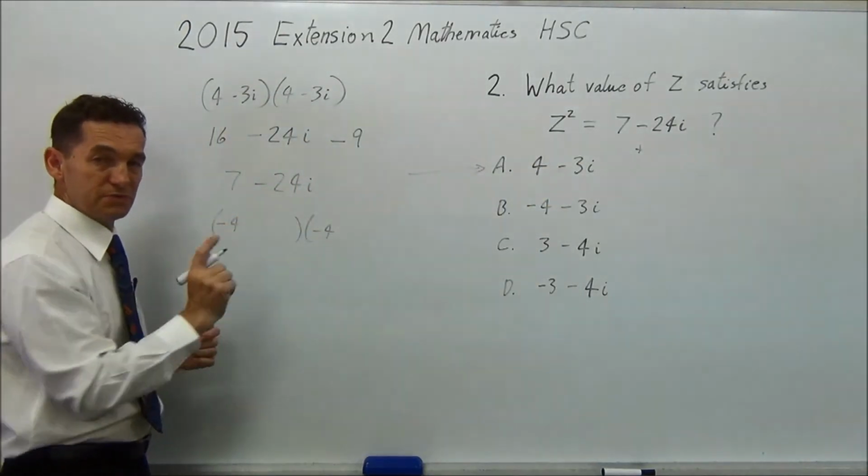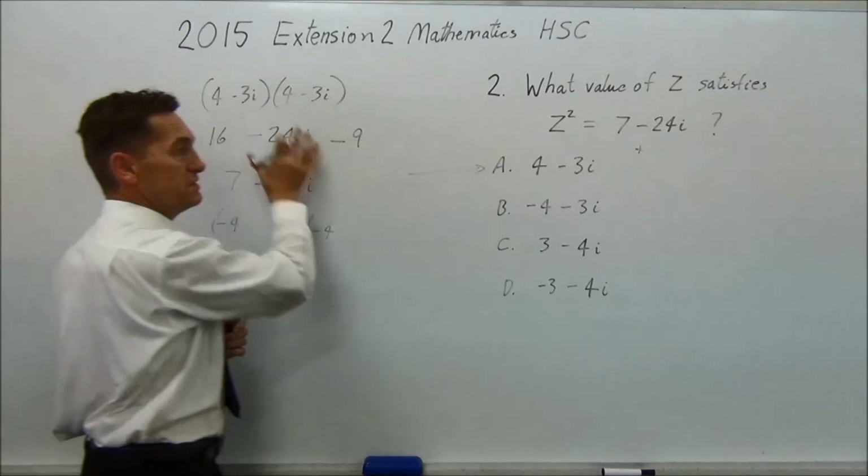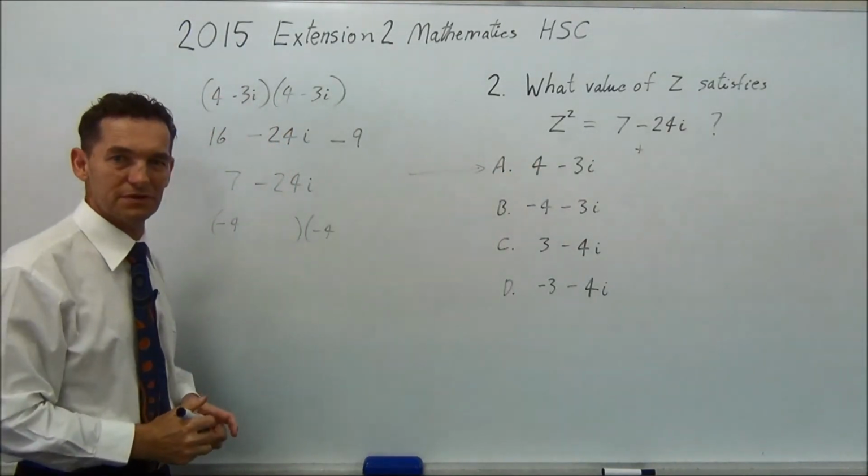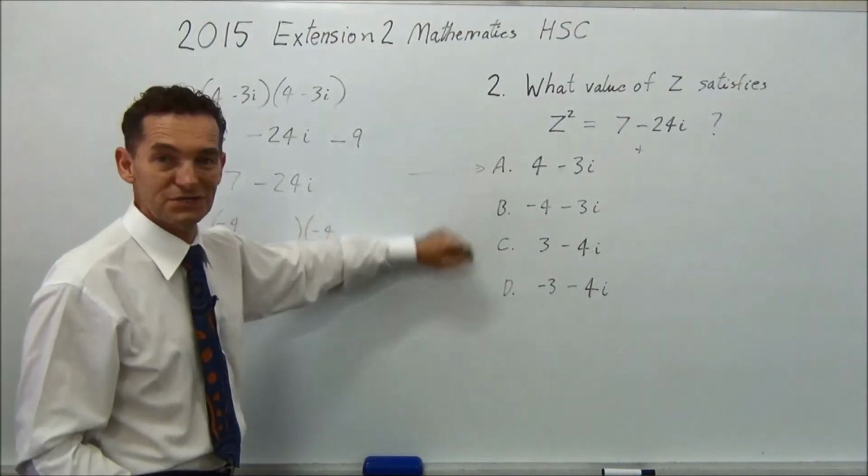And I think the speed of you doing that is much faster to square it rather than trying to sit there and figure out what's the square root. So in this case, A is your answer.